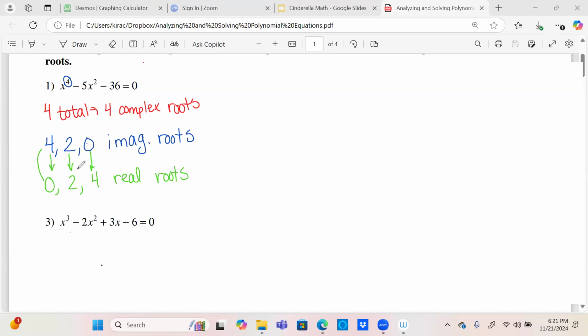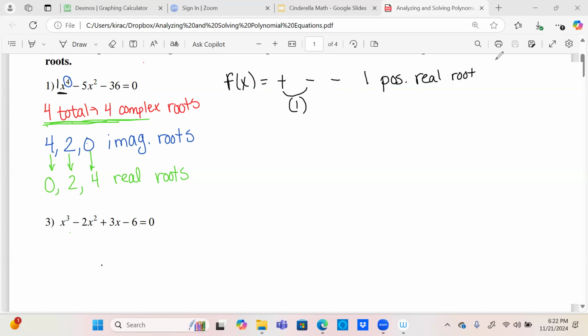Because you know it has to add to 4. 0 plus 4 adds to 4. 2 plus 2 adds to 4. 4 plus 0 adds to 4, right? Because you know you have to have 4 total. That's the key there. Okay, let's look at f of x, and let's look at the sign changes. So this is positive, because there's an invisible 1. Then the middle one's negative, and the last one's negative. Ignore the 0. This has 1 sign change. So that means we're going to have 1 positive real root.